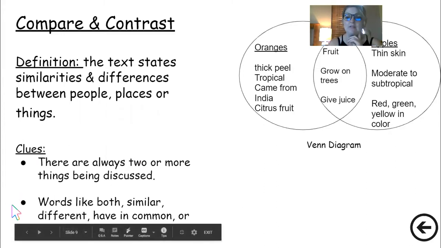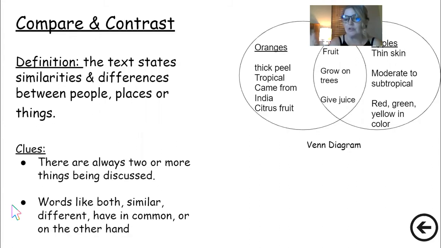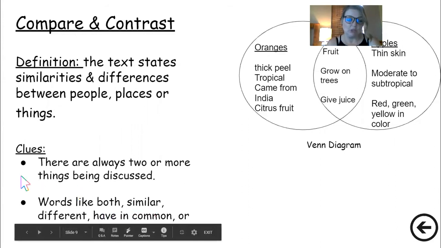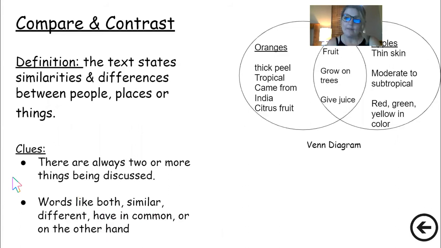If you're talking about, say, animals, if you're going to compare a Labrador Retriever to a Golden Retriever, those are 2 types of dogs. You need to have at least the 2 types of dogs in order to compare and contrast. Words like both, similar, different, have in common, or on the other hand. Those are words you might see in the text that's going to tell you, oh, they're comparing something or contrasting something, okay?